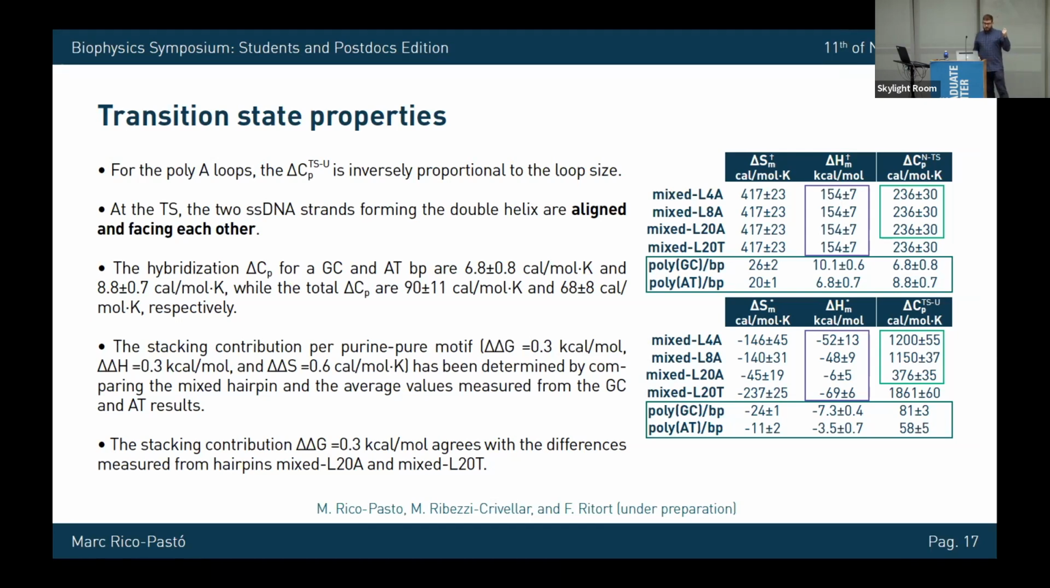Finally, I have compared the difference in energy per purine motif, comparing the different 20 bases loop and the difference between the poly-GC and poly-AT results and the mixed one, finding that the difference in energy per purine motif equals 0.3 kcal/mol, which is in agreement with previous experiments based on molecular dynamics and single molecule experiments.